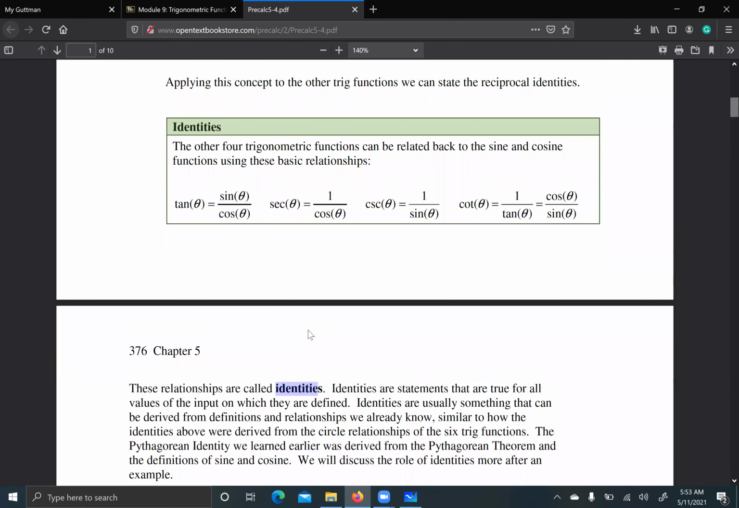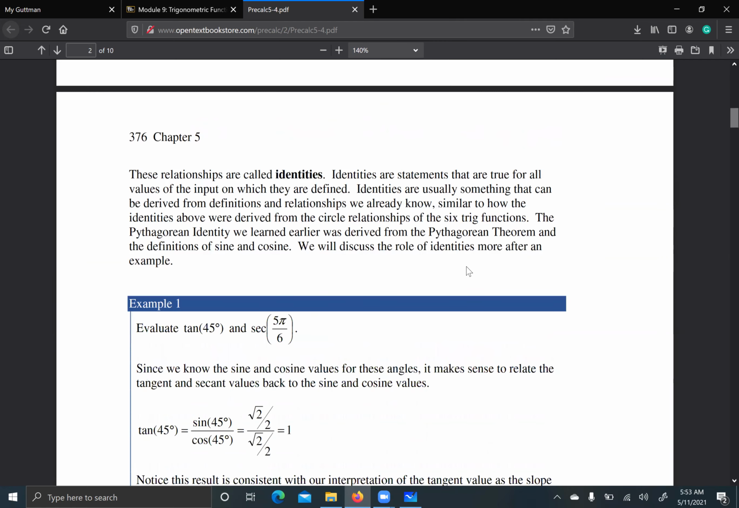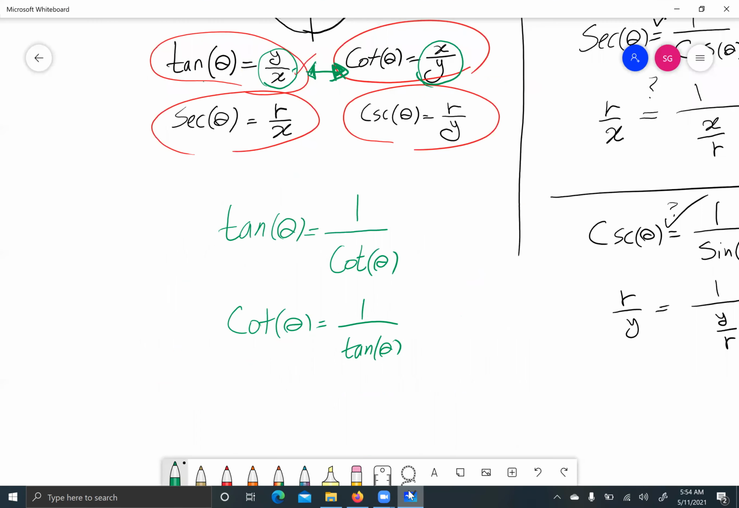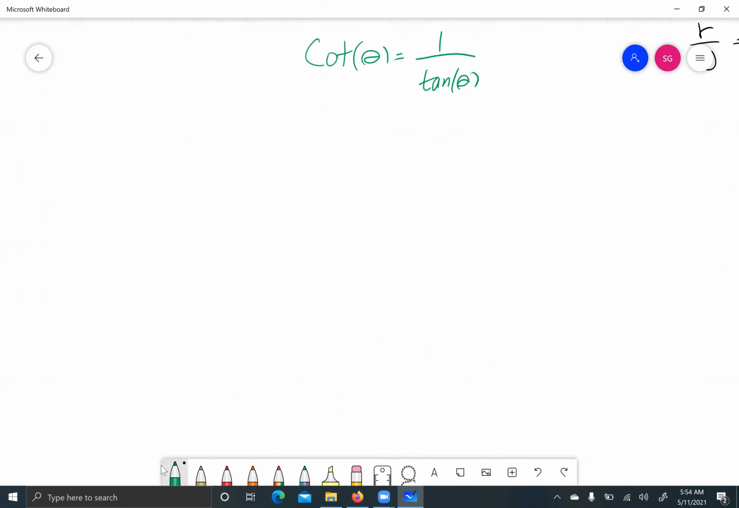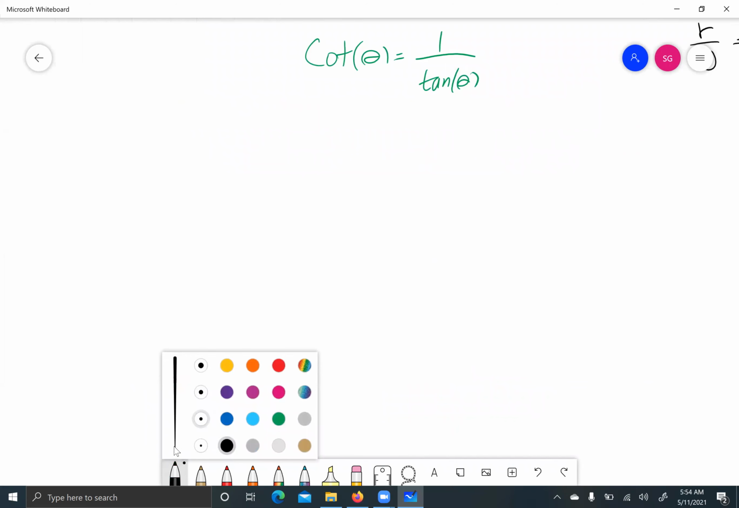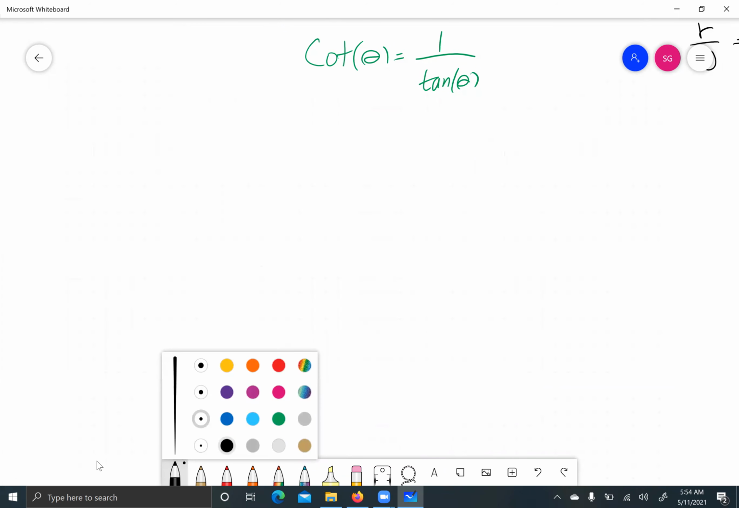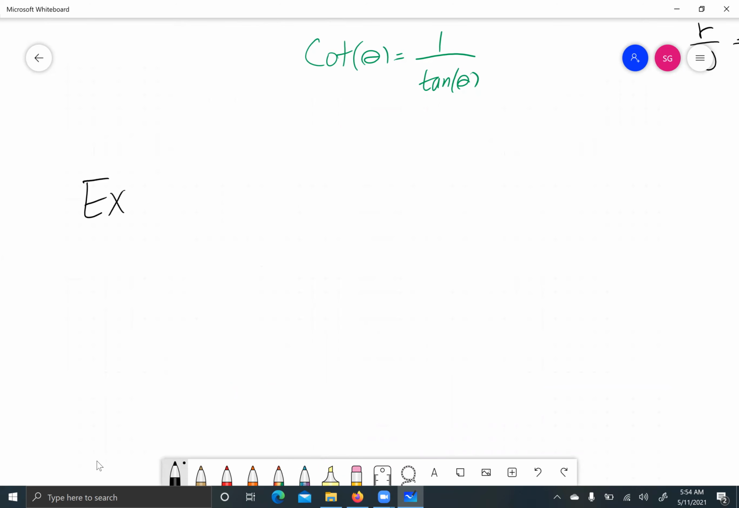Now I'm going to show you the application of these identities. Here we have 1, 2, 3, 4 identities. Let's do a couple of examples to see how they are helpful. Okay, so we start doing examples. Let's do example 1.